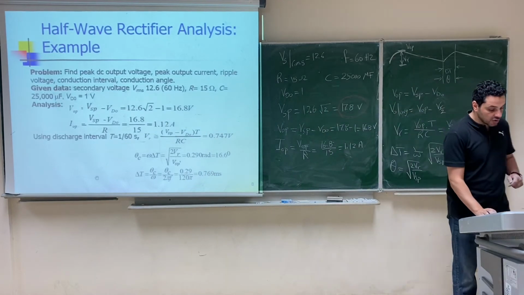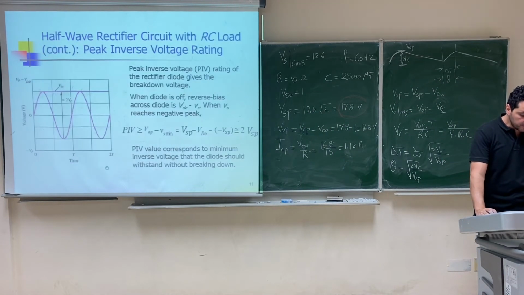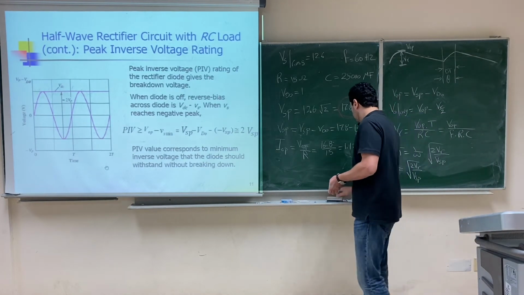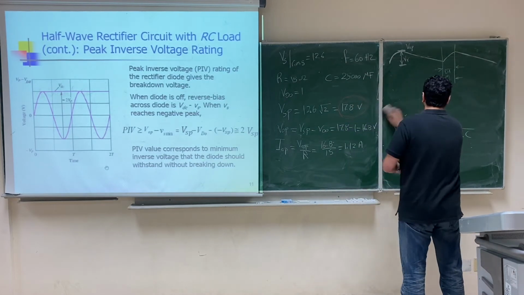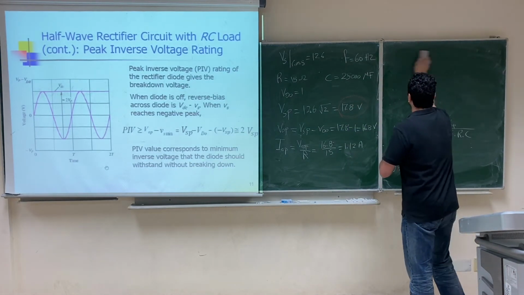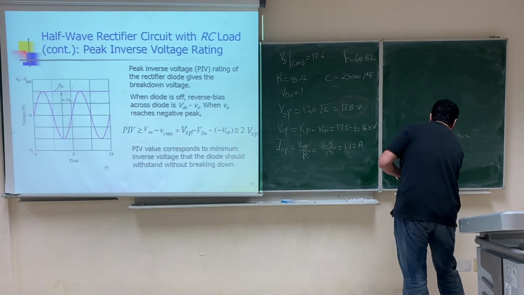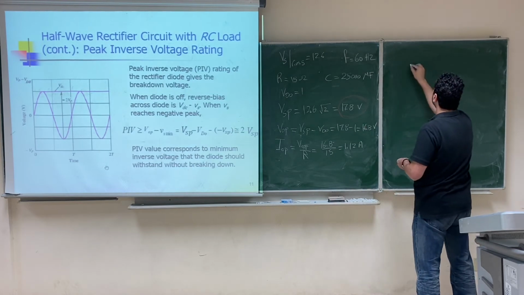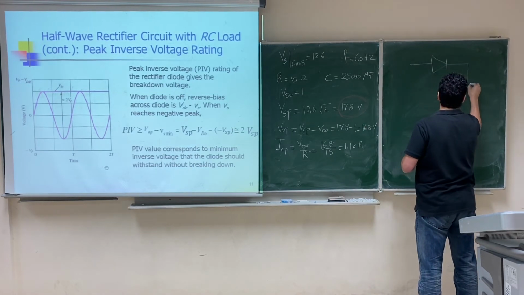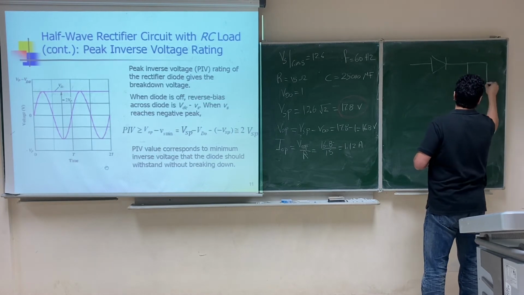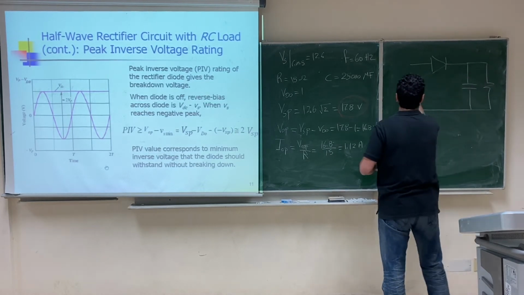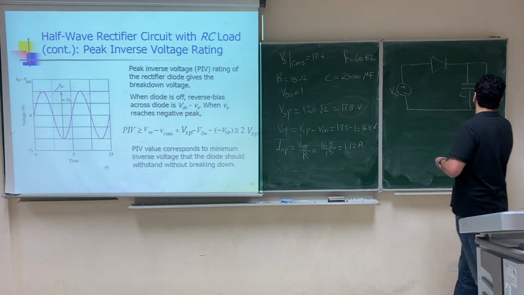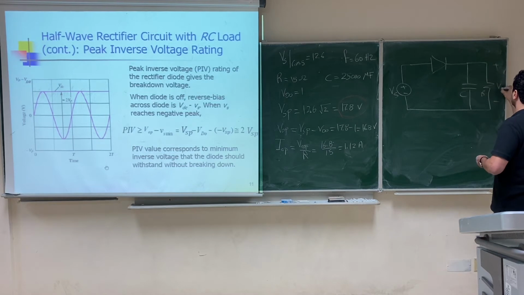Now let's go back to our circuit and talk about the peak inverse voltage. The peak inverse voltage for our circuit, let's plot the circuit. This is our circuit with RC load. This is VS, C, R, and this is VL.